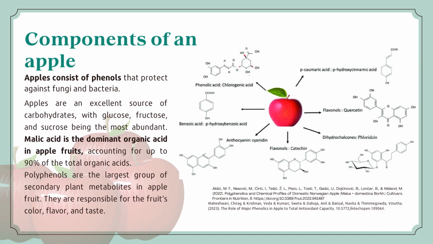Components of an apple. Apples consist of phenols that protect against fungi and bacteria. Apples are an excellent source of carbohydrates, with glucose, fructose, and sucrose being the most abundant. Malic acid is the dominant organic acid in apple fruits, accounting for up to 90% of the total organic acids. Polyphenols are the largest group of secondary plant metabolites in apple fruit. They are responsible for the fruit's color, flavor, and taste.